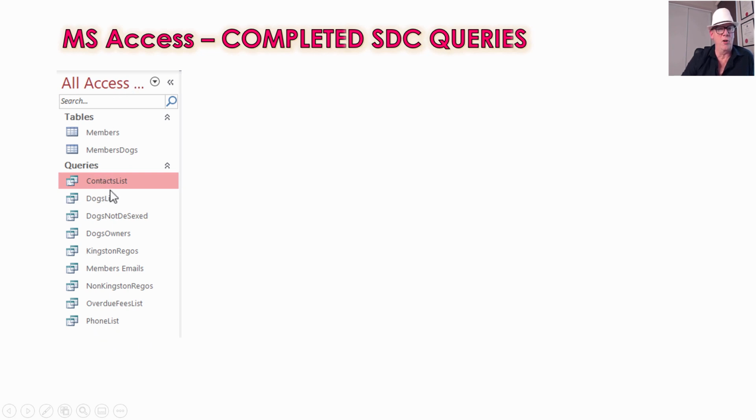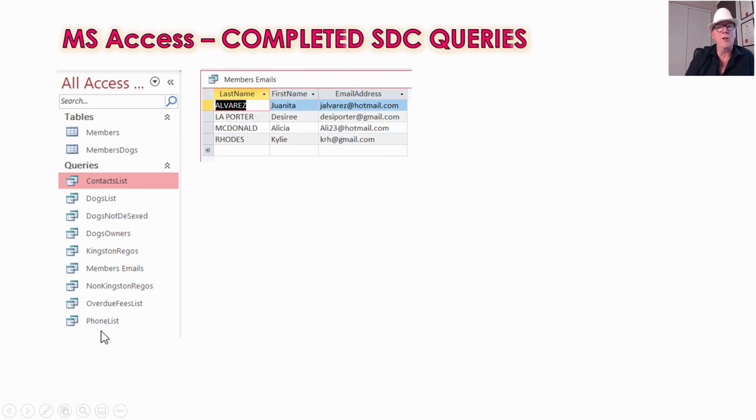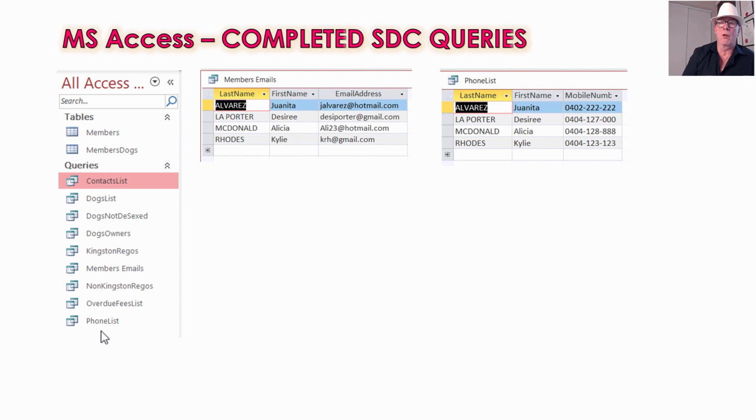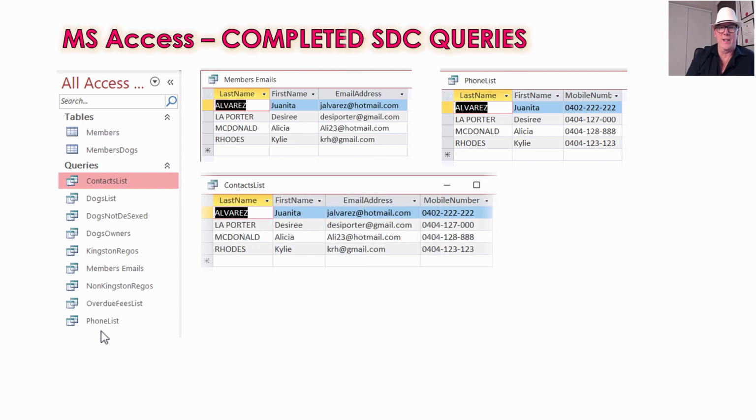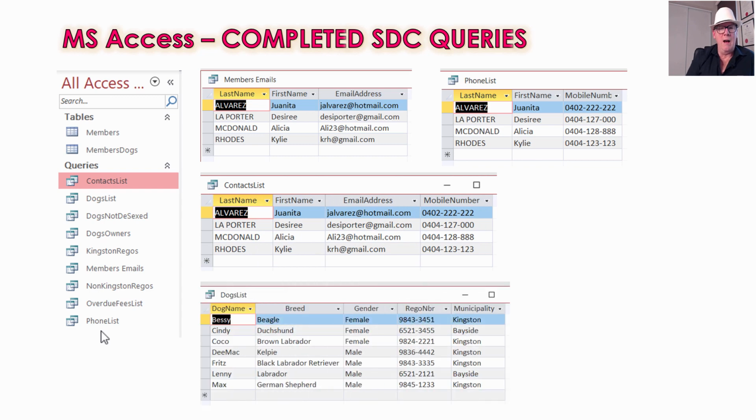Underneath queries are those 9 queries right there. You should have your member emails one that we built with Query Wizard. We built phone lists with Query Wizard. We built contacts list with Query Wizard. Then we had to use Query Wizard one more time to make dogs list. So those first 4 queries there were all done with the Query Wizard.